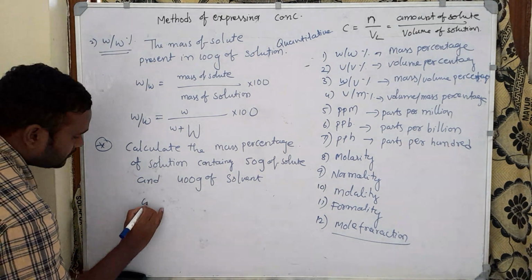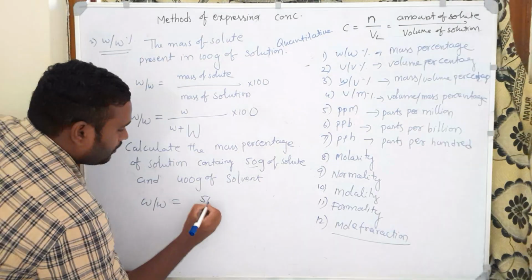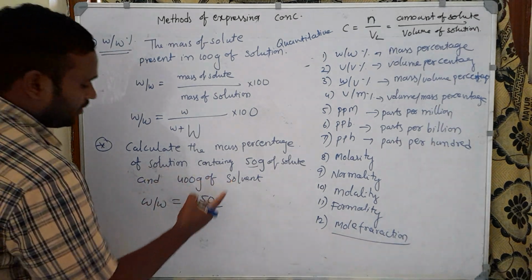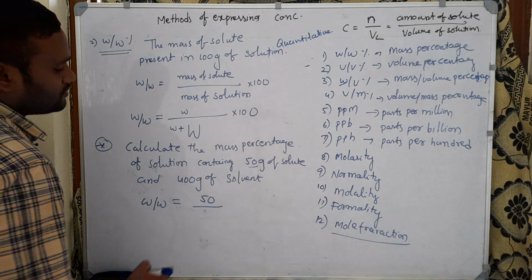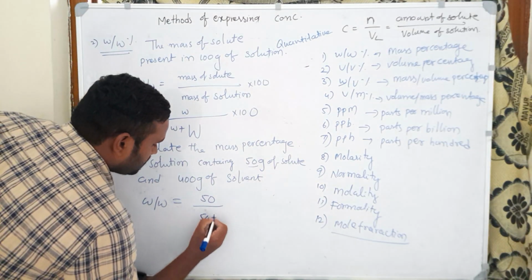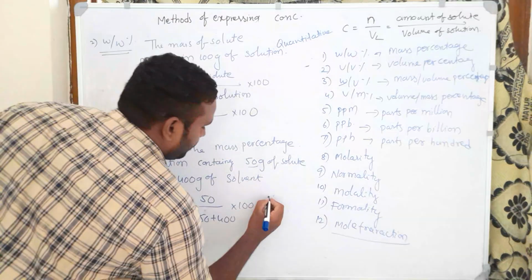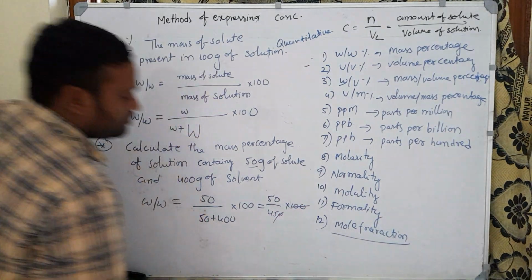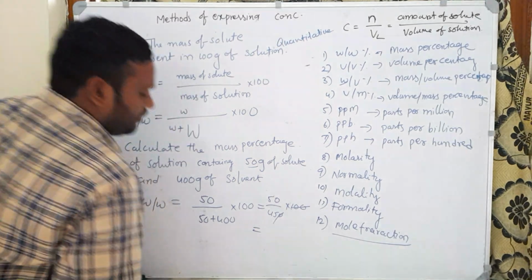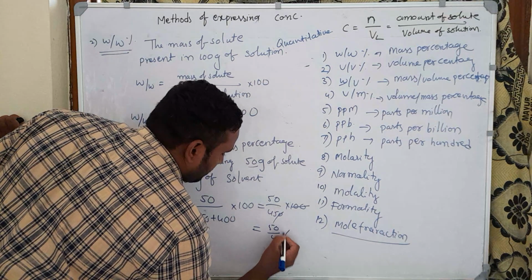So here, the mass percentage formula: what is the mass of solute they gave? 50 grams. Mass of solvent they gave, 400 grams. In the denominator we will take the mass of solute plus mass of solvent. So 50 plus 400, into 100, that is 50 by 450 into 100. The 0 will get cancelled, so 5 by 45.